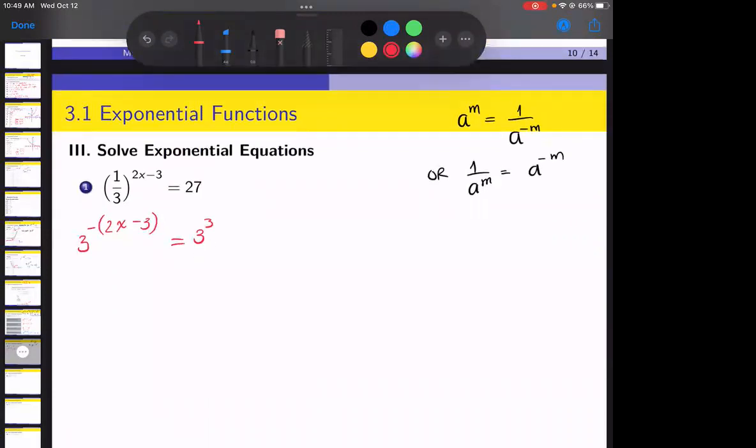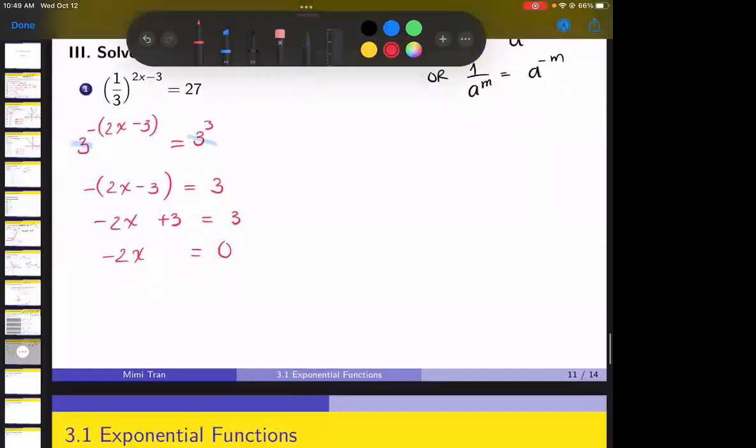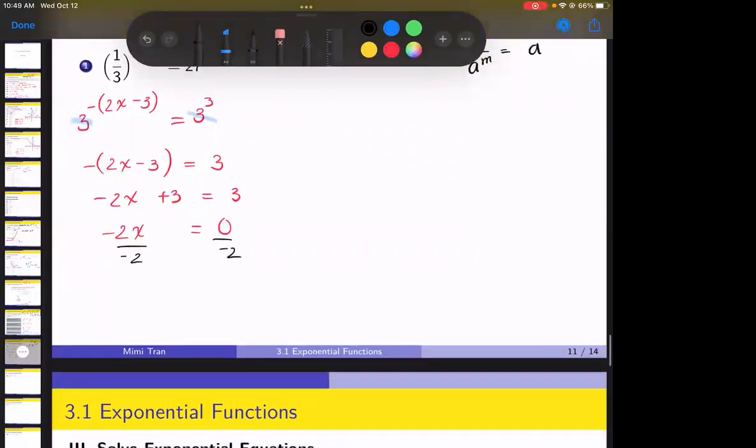And now you can set them equal. You have the same base. Maybe if you want, you can cross it out. So negative 2x plus 3 equals 3. Subtract 3 from both sides. Negative 2x equals 0. Divide both sides by negative 2. So x equals what? What's 0 divided by negative 2? 0. I hope nobody says undefined. 0 on the top here.